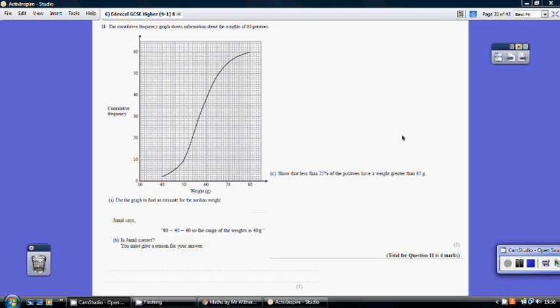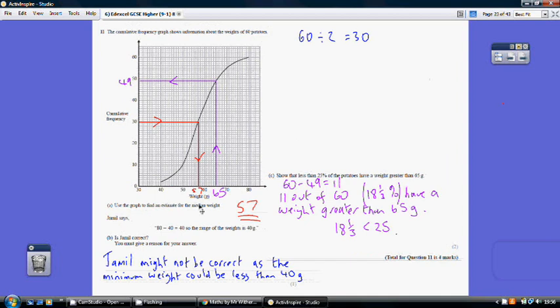Question 11. So for part A, use the graph to find an estimate for the median weight. Well, the median weight is going to be the weight of the middle potato. So we've got 60 potatoes, half of 60 is 30. So we want to work out the weight of our 30th potato. So if we go along to our 30th potato, take a reading of its weight, we get 57 grams.